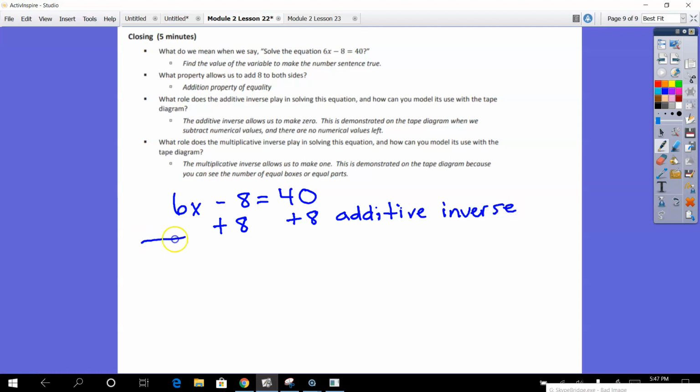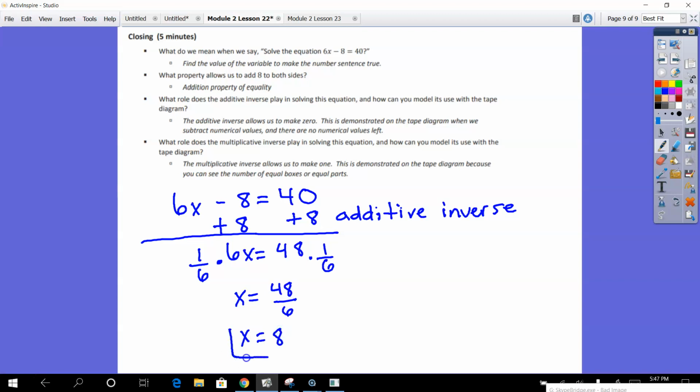Okay. Leaving me with 6x is equal to 48, and then we still multiply by the reciprocal, which was 1/6. So that leaves me with x is equal to 48 over 6. And 48 divided by 6 gives me x is equal to 8.